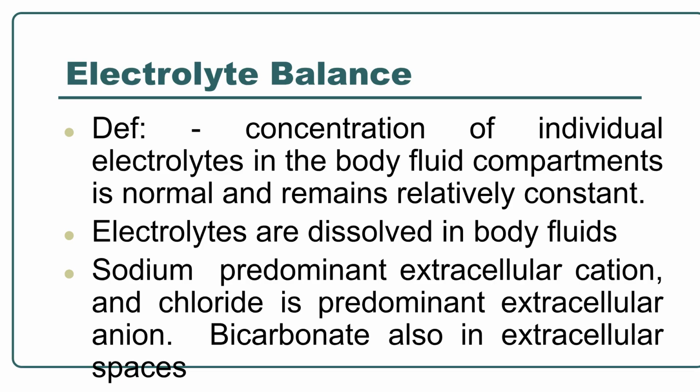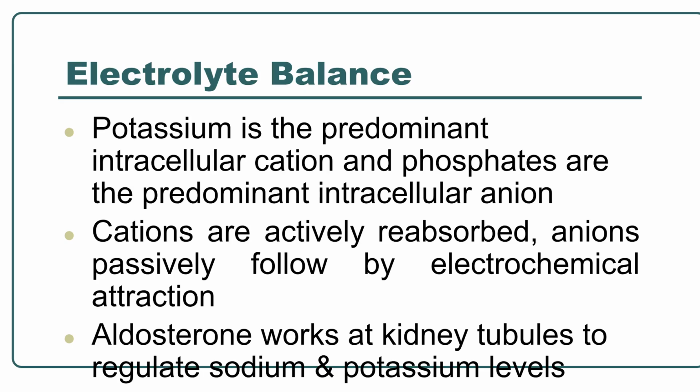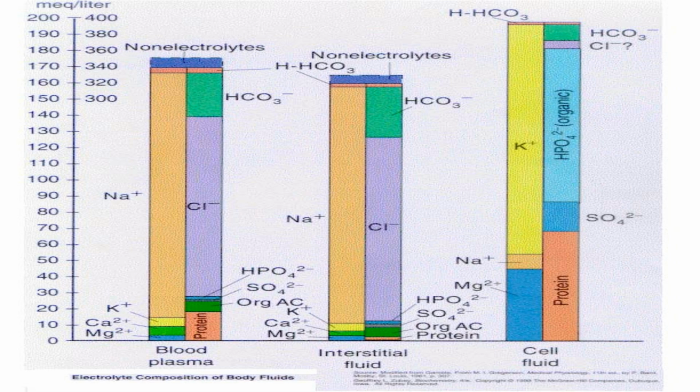Aldosterone regulates sodium and potassium levels at the kidney tubules. Because of the influence of sodium and potassium, water moves between compartments. For example, high sodium levels cause water to move from the intracellular to the extracellular space due to osmotic pressure. Other electrolytes that are balanced in the body include calcium, magnesium, phosphate, and chloride. Imbalances result in conditions such as hypercalcemia or hypomagnesemia.